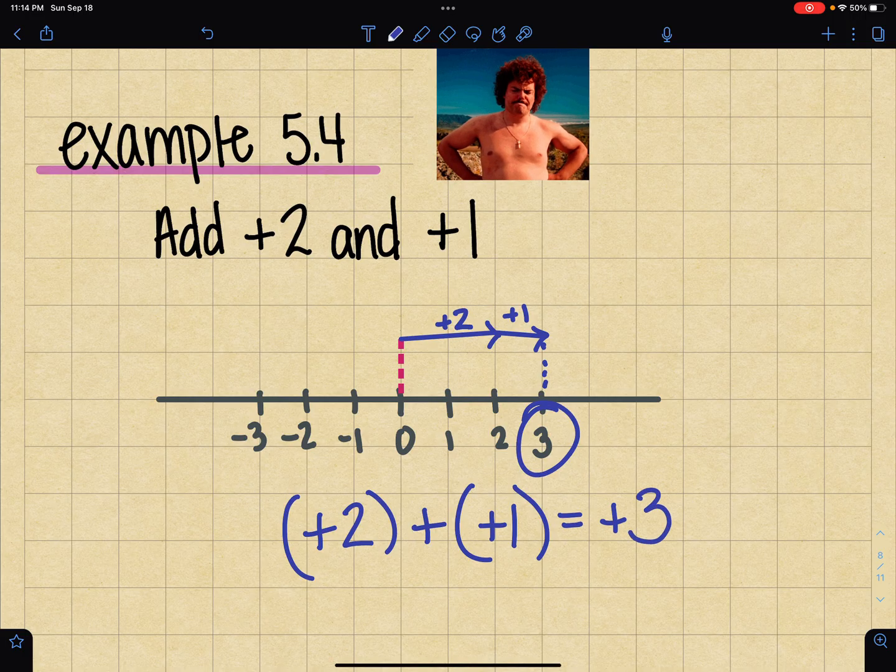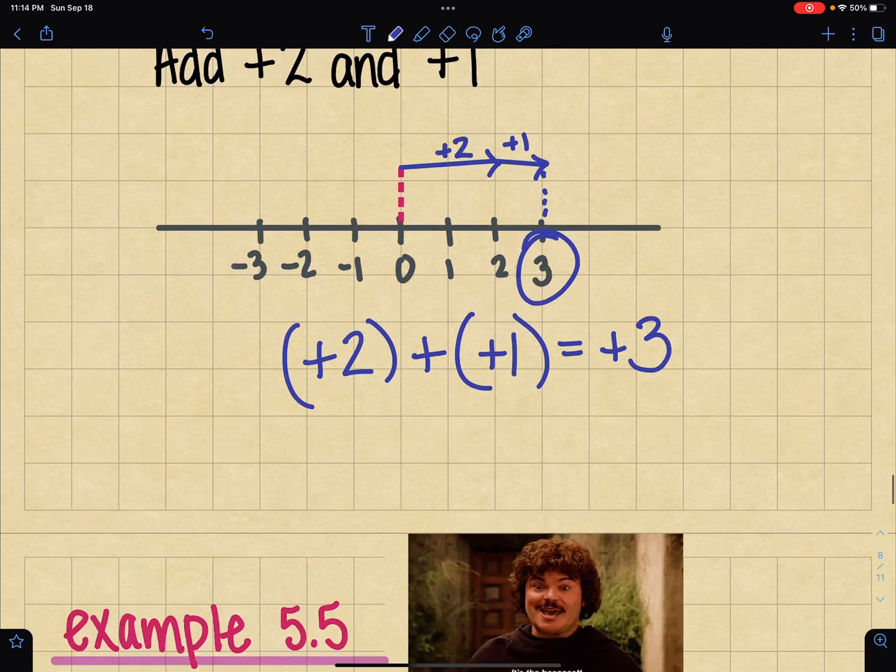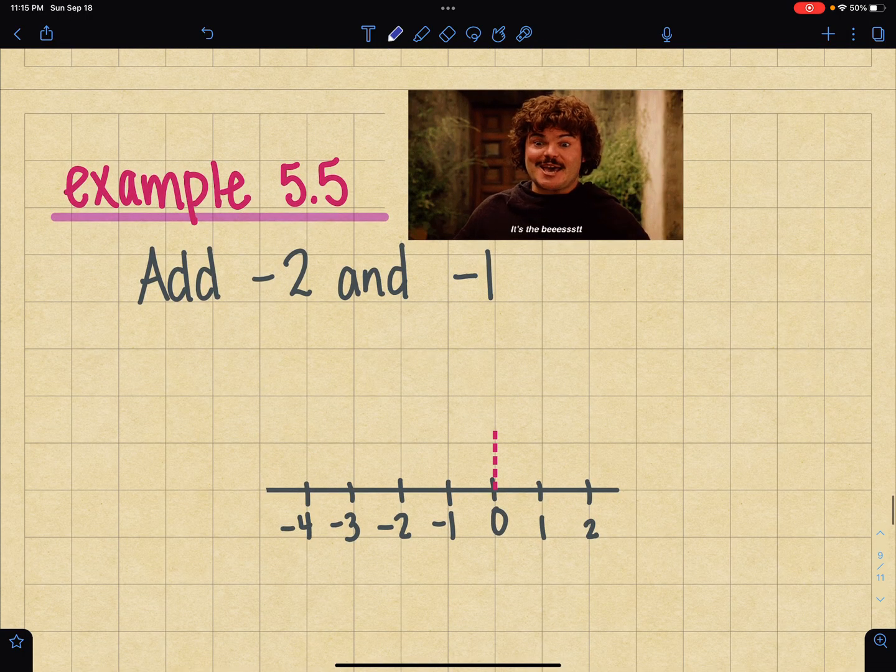I mean, these are the problems we're doing, but you're going to have to trust me that you have to go through this process so that you can do way more complicated stuff later. Example 5.5, let's jump in. It says use directed numbers and the number line to add negative 2 and negative 1.